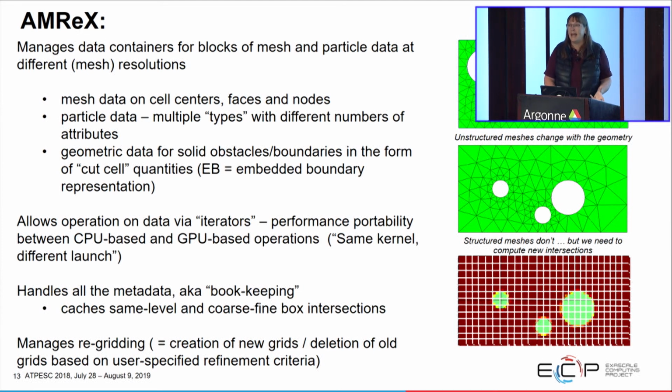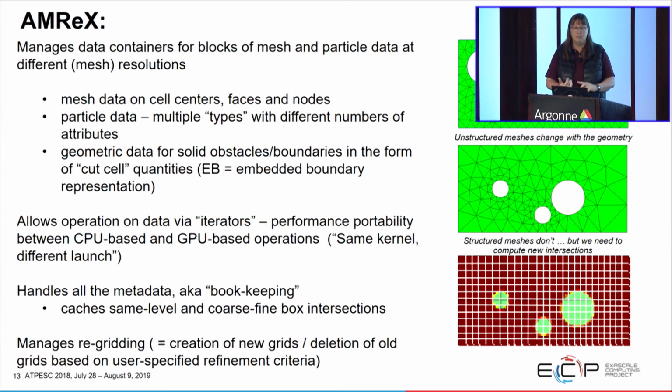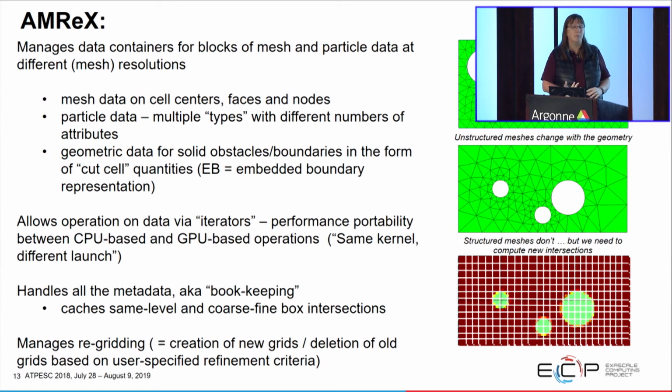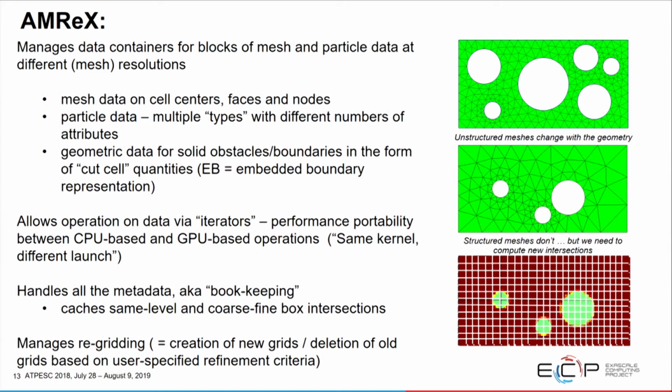AMReX has, to my mind, almost everything you would need. I'm going to leave the slides with you so you can go through them. Mesh data: cell centers, faces, nodes. Particle data: you can have different types of particles. Geometric data: the comment here is the upper two are unstructured meshes. You see when we change the objects or obstacles, you change the mesh. The takeaway here is if you change the obstacles in a structured grid, the mesh itself doesn't change. You create different intersections, but the mesh itself is fixed.